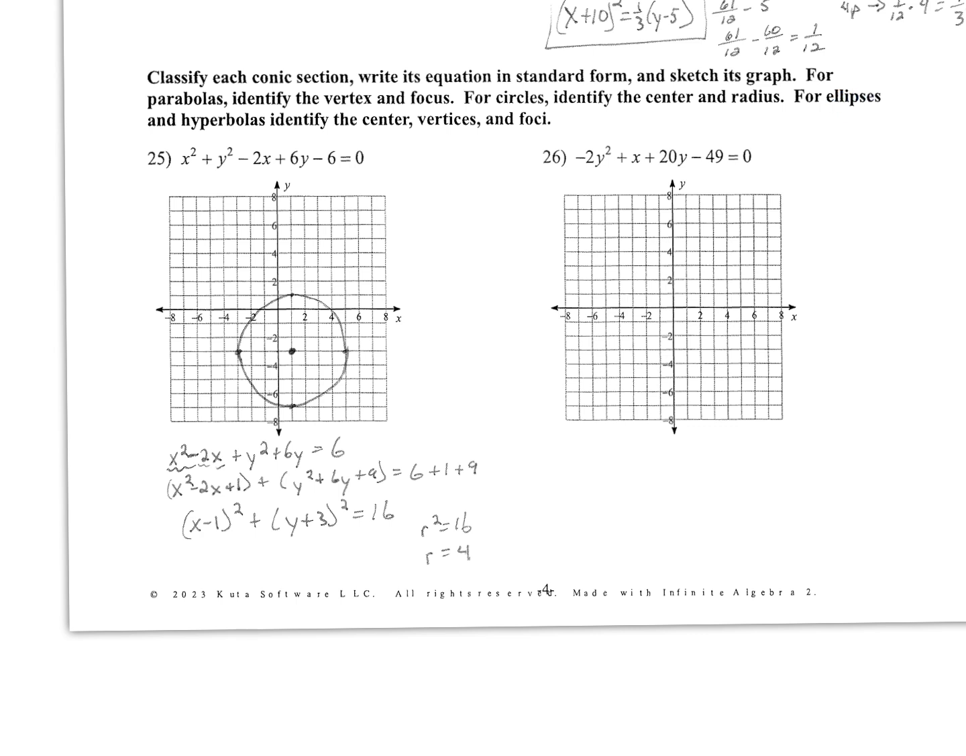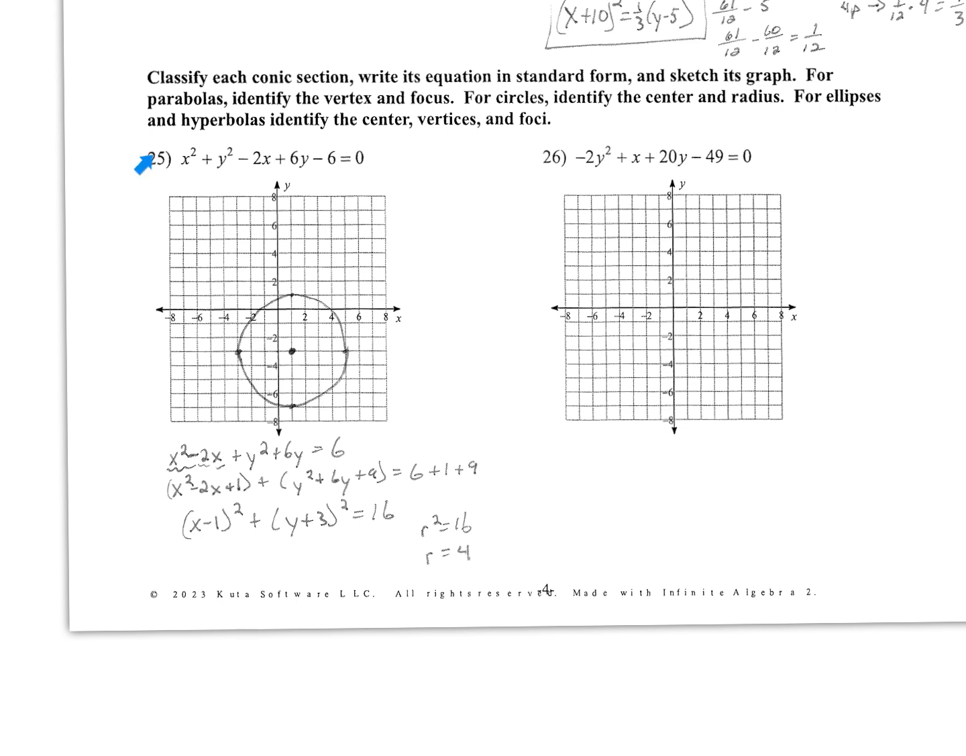Okay, so one thing to consider is you want to look at your variables. If you have an x squared and a y squared, and they have the same coefficient, such as both having a 1, then we know we're going to have a circle. If you have an x squared and a y squared and they have different coefficients, then you're going to have an ellipse. Now, just real quick, let me show you on 26 that you have a y that is squared, but the variable x is not squared. This one is going to be a parabola.